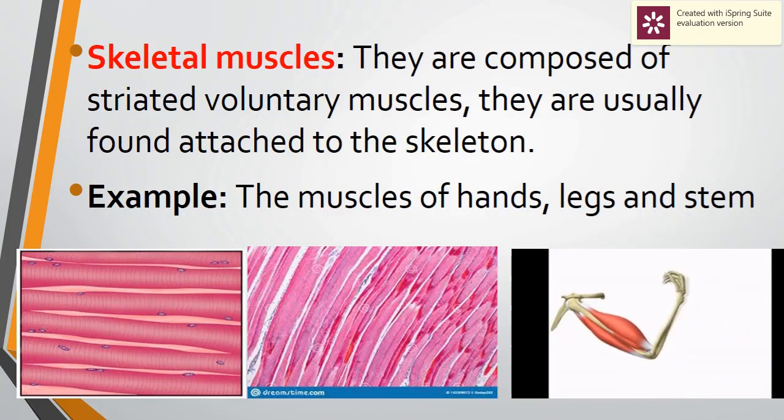The next one is skeletal muscle, and the word skeletal is used because they are attached to the skeleton. So they consist of striated voluntary muscle. Voluntary because we are moving it, like our arms, legs, and the trunk of our body. If you look here, they are striated. The muscle is not smooth. We have a striation. So the muscle fibers here are striated. They are always connected to the skeleton, like the muscles of arms, legs, and trunk.